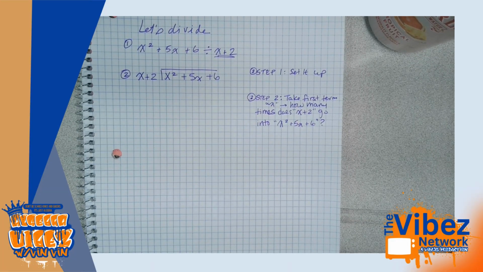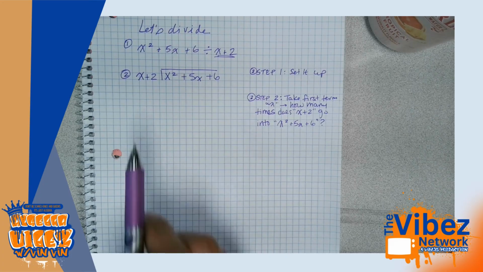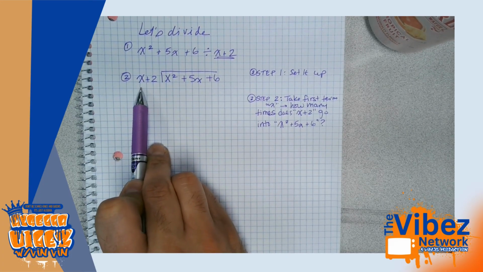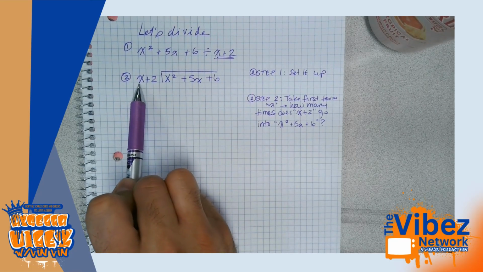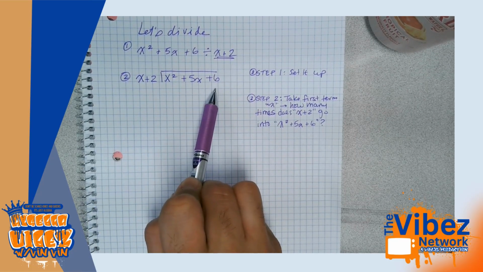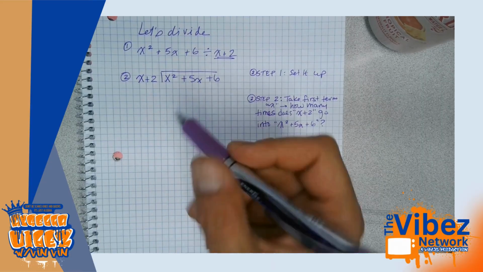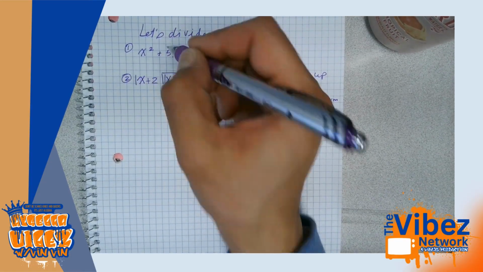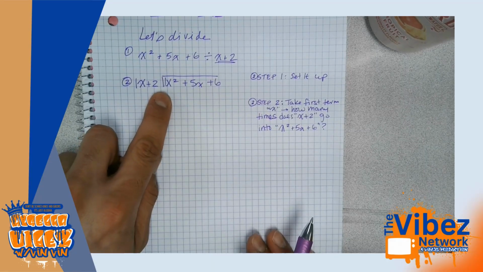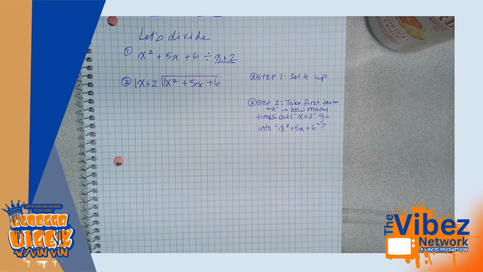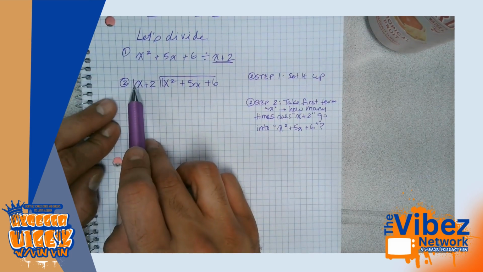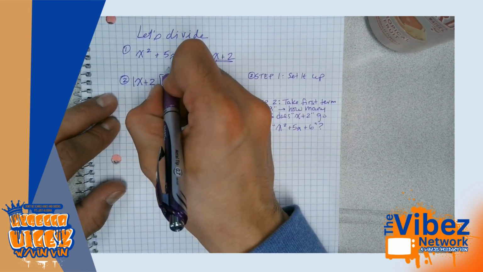It says now for us to take the first term of x, and then we're going to ask ourselves overall, how many times does x plus 2 go into this? So for us, we need to take the first term and ask ourselves, let's put a 1, an imaginary 1. How many times does 1 go into 1? And we already know that that's 1. So instead of us putting a 1 up here, we're actually going to use the variable x.